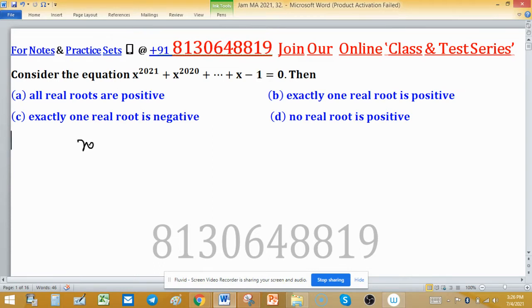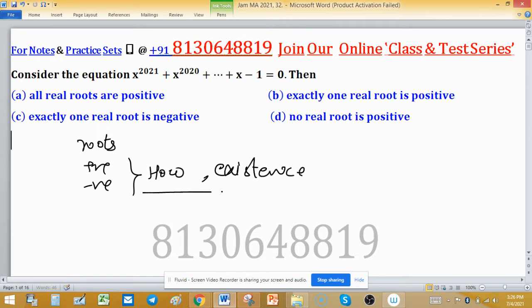The problem is related to roots, either positive or negative, and how many exist. These are a few terms related to this problem. So how to solve this problem? Descartes' rule of sign change can tell us how many real positive or real negative roots this polynomial has, because of the polynomial structure of the equation. So how many roots will exist according to Descartes' rule, we can easily find out.